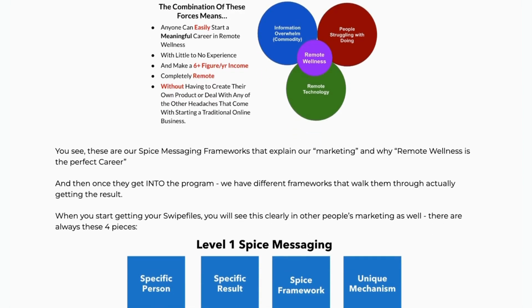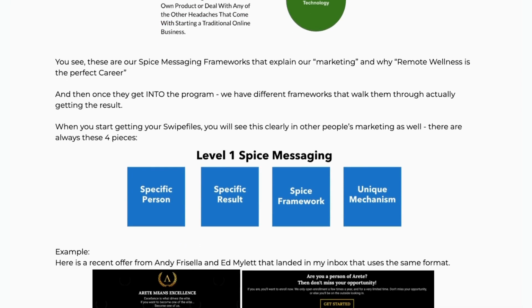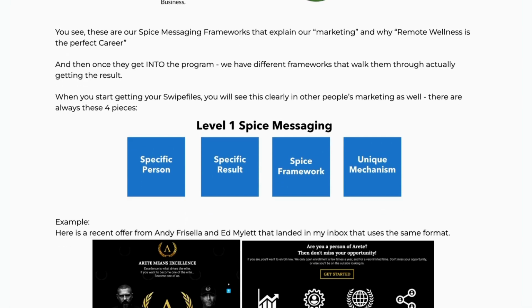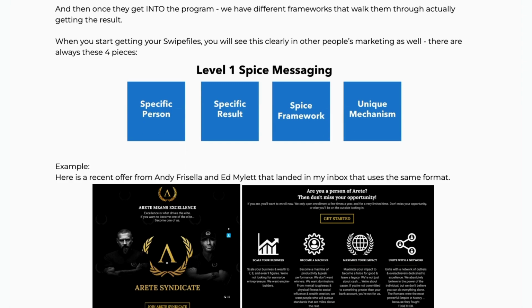And so what you're going to start seeing is that once you look through a lot of the swipe files, right? We've talked about swipe files before, the importance of you studying the marketplace. We've talked a lot about that in the past already. What you're going to notice is that in all of your swipe files, there's always a specific person or specific people that this marketing message is targeting. There's a specific result, a specific outcome that is being promised to these people, right? There's a spice framework, and then there's a unique mechanism.